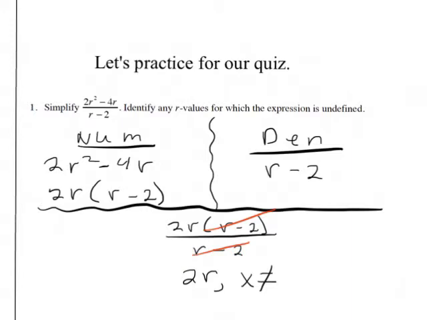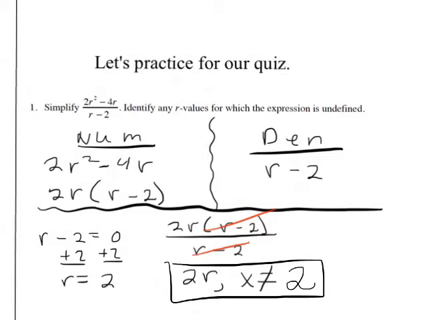It's going to be undefined by setting r minus 2 equal to 0 and solving it. We add 2 to both sides, and I get r equals 2. That tells me that if I plug in a 2 in the original question, I would get 0 in the denominator. I can't have 0 in the denominator, so I'm going to put r cannot equal 2. And that is our answer.